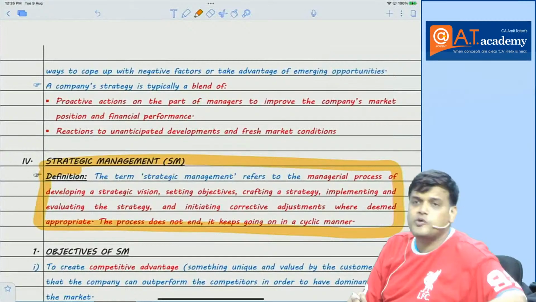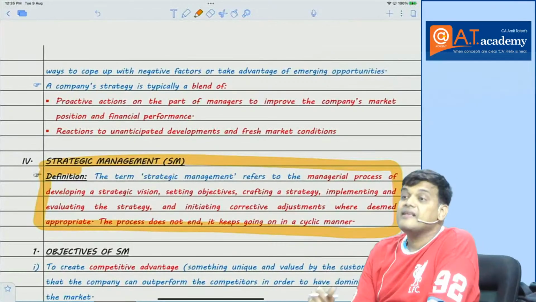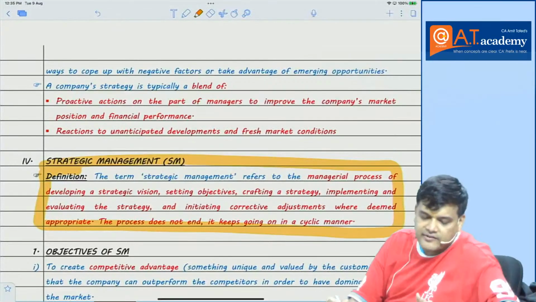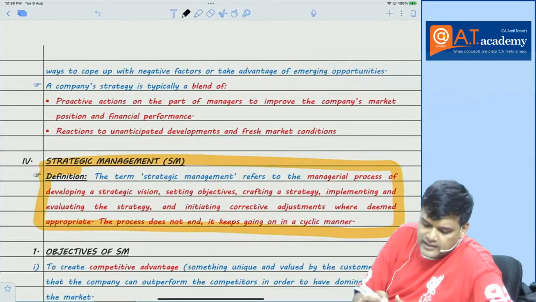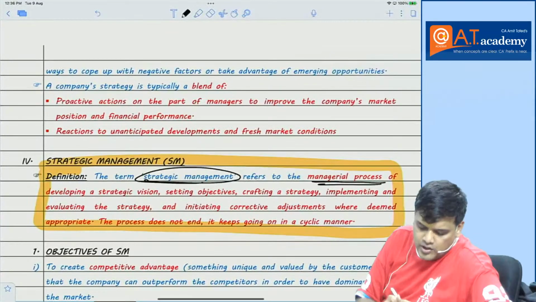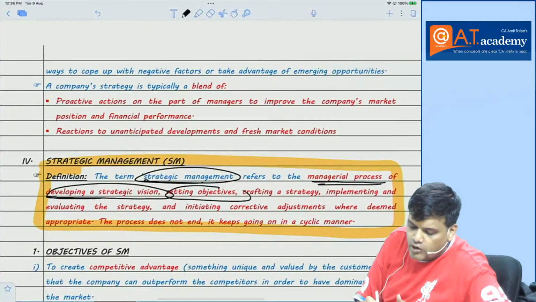Okay, and tell me, do you think this SM is done only one time or again and again? That is, it is cyclic. It is not only a one-time activity. Clear? Read the content. The term strategic management refers to a managerial process of developing a strategic vision, setting objectives.